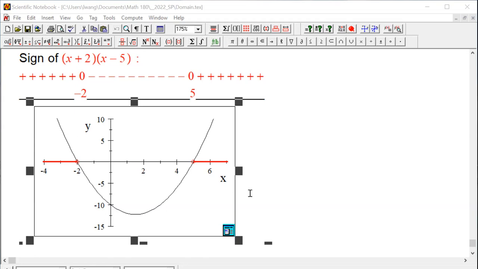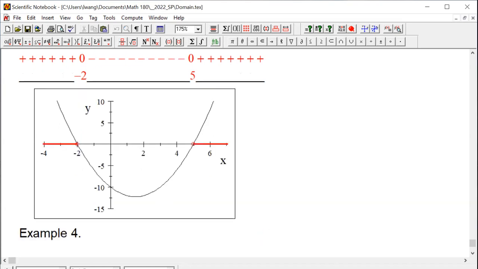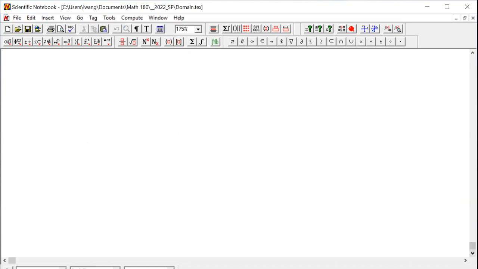I want to say something about number 7. So this is going to be our example number 4. Example number 4. This question actually was from a calculus textbook, the textbook you are going to use. Square root of 3 minus x minus the square root of 2 plus x.